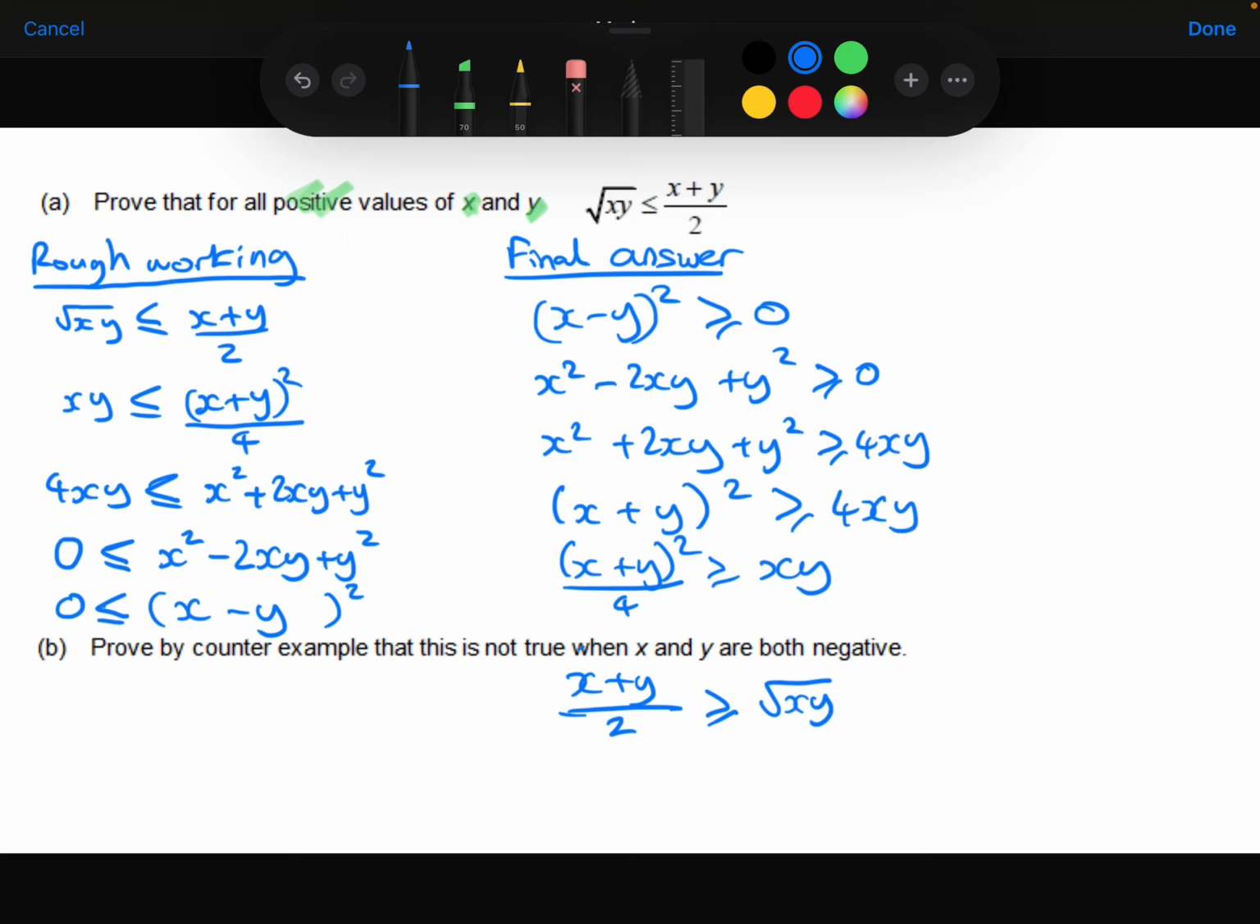And I know I'm allowed to square root both sides because x and y are positive numbers. And so what I've effectively done is I know this bit here is positive, so by square rooting, I have divided both sides by a positive number. So I know I don't need to worry about flipping the signs here. I'm going to cross my rough working out because I know I've got my final answer now.